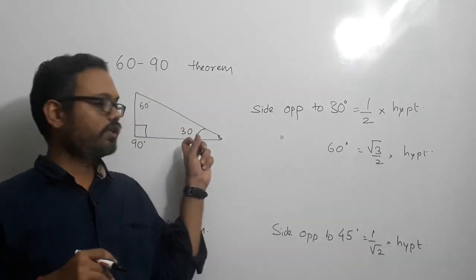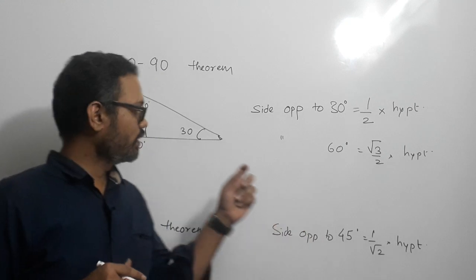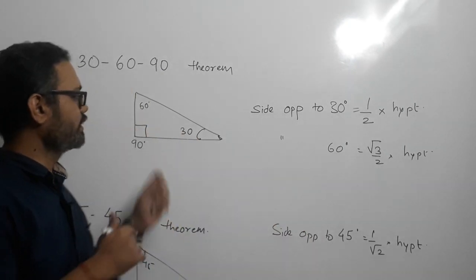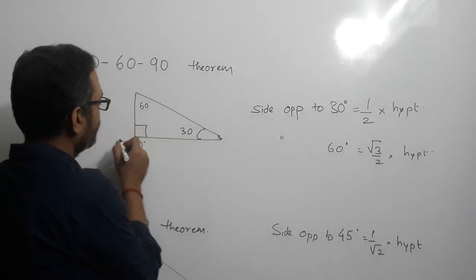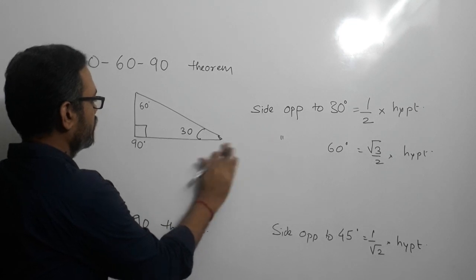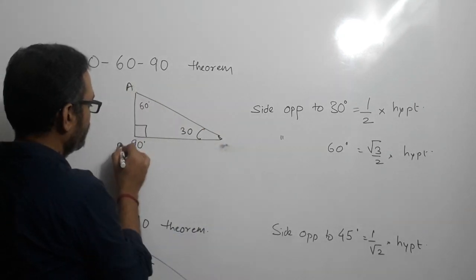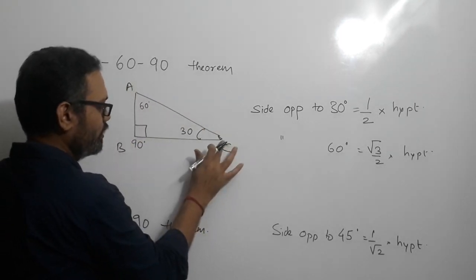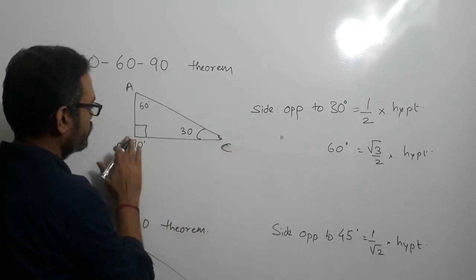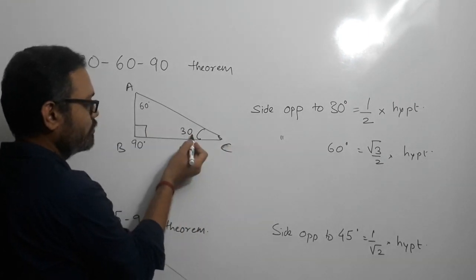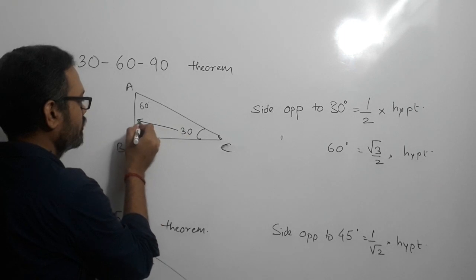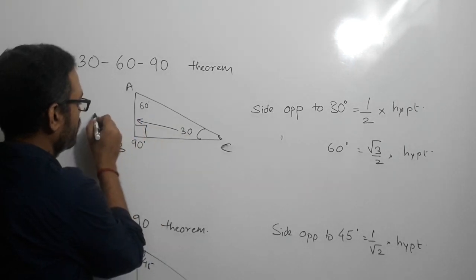By default, if there is a triangle, the side opposite to 30 degrees is what? This is A, B, C. You can name anything as per your wish. This is 90, this is 30. What is the side opposite to 30 degrees? This, which is AB.